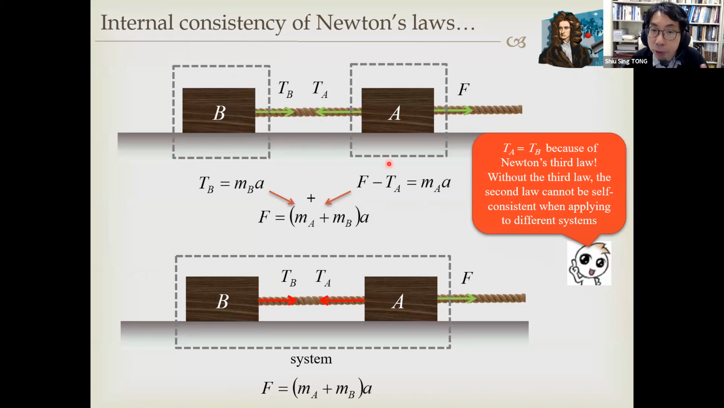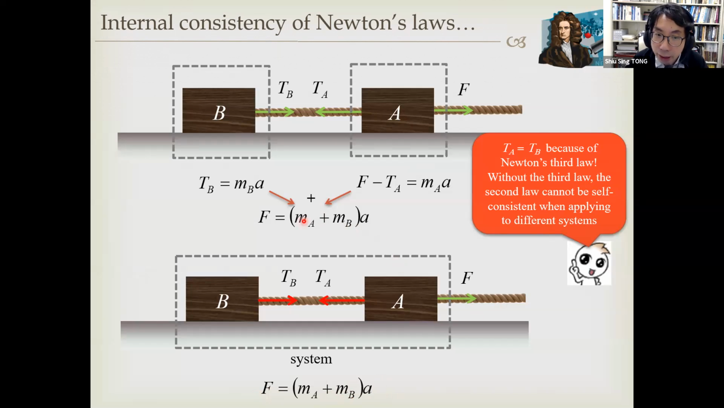And that's why when I add up the two equations, TA and TB are exactly the same magnitude, and they will cancel in adding up the equations. So I will end up with the external force F equal to (MA plus MB) multiplied by the acceleration A. Now, if I regard the system as a whole, if I draw a free-body diagram for the system as a whole, including both block A and block B, I will find that the external force F is equal to the total mass MA plus MB multiplied by A.